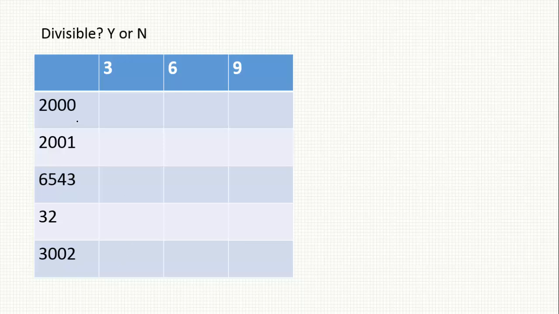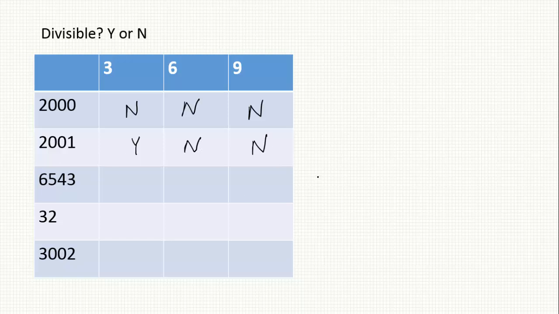The number 2,000, if you add the digits, you just get 2. Well, that's not divisible by 3 or 9. And if it isn't divisible by 3, it's not divisible by 6. So that's pretty simple. 2,001, you add 2 plus 1 is 3. So that's a yes for 3. Is it even? No, it's an odd number, so that's a no for 6. And 9 doesn't go into 3, so it's a no for 9.